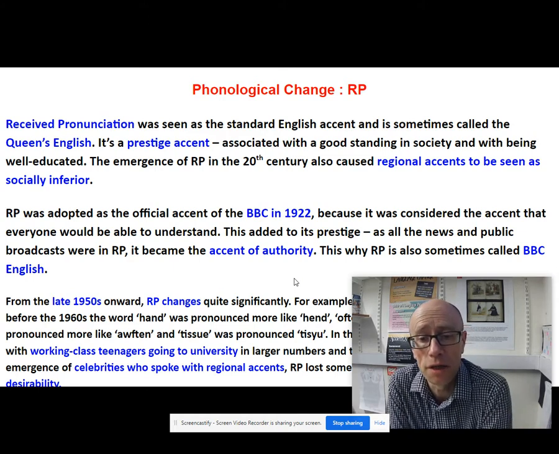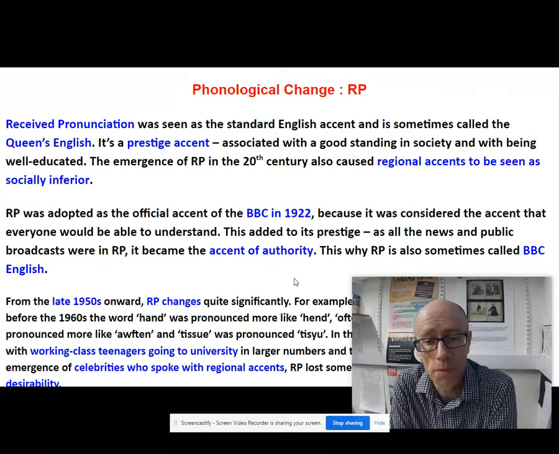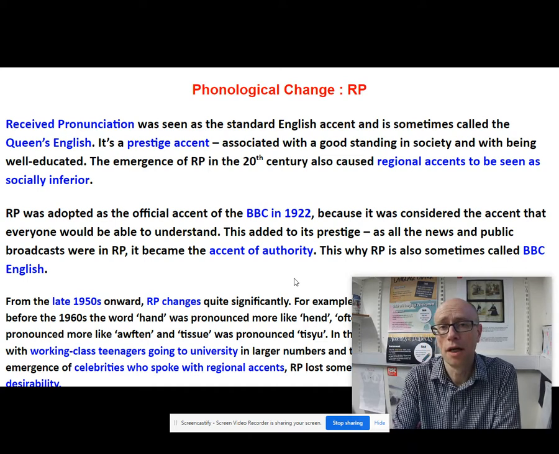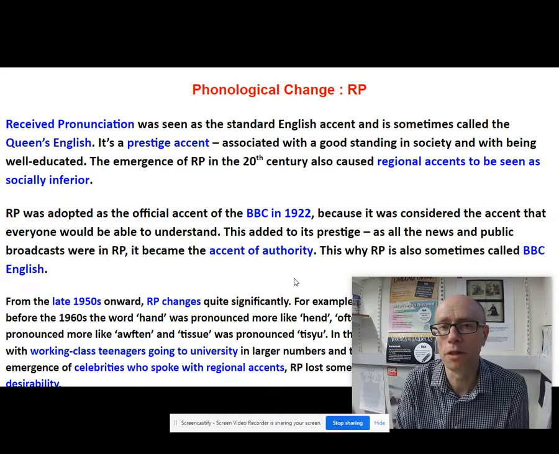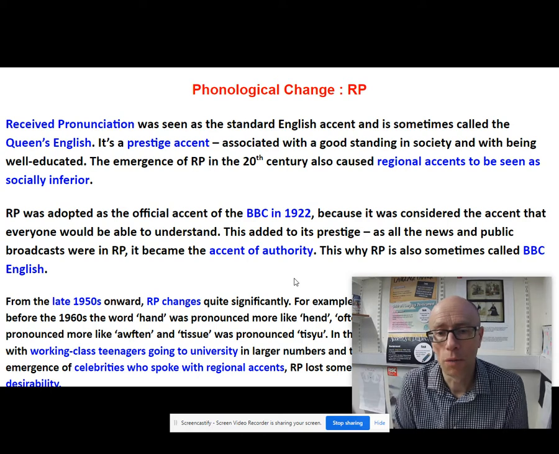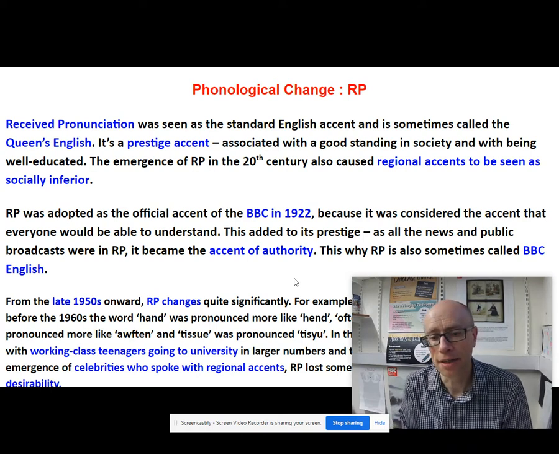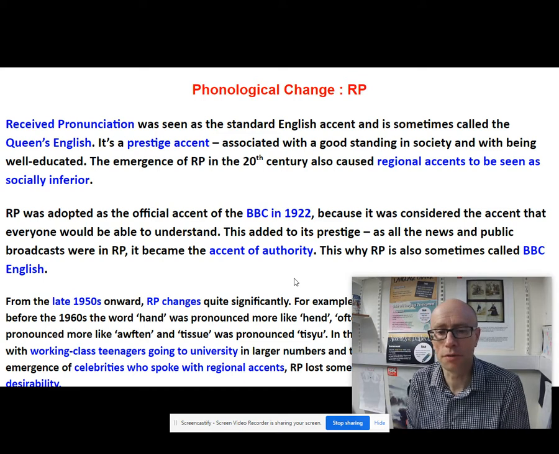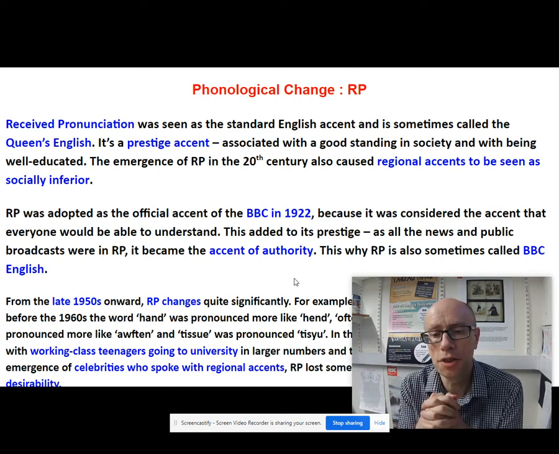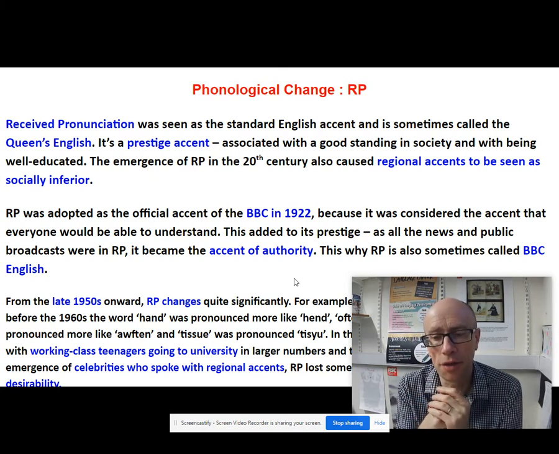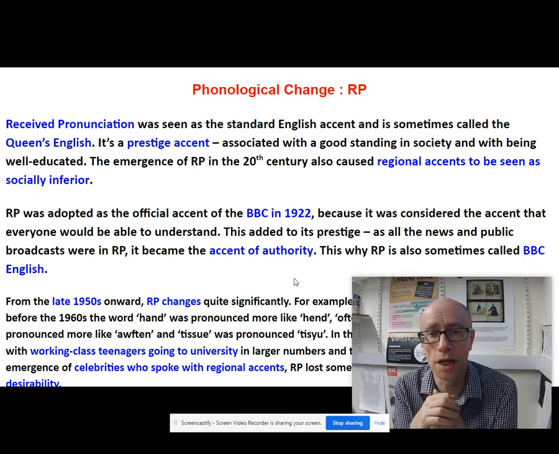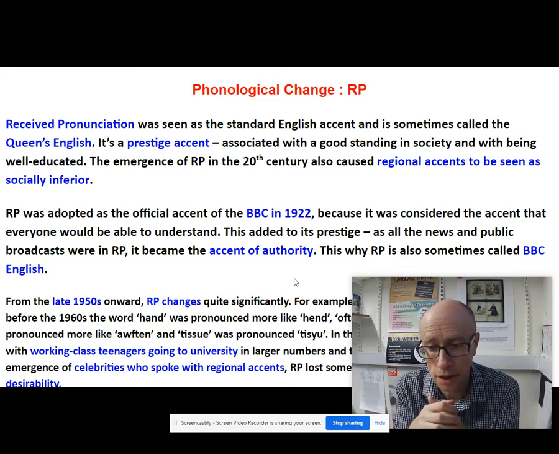From the middle of the 20th century, there have been changes to RP. One of my students, for example, has done a language investigation into how the language of the Queen has changed over time. And she's heard that it's moved a little bit from this very marked RP, where you've got words like hand, pronounced by the Queen in the 1950s as hand, and often, pronounced as often, and tissue, pronounced as tissue, like that. So there has been a bit of a shift in pronunciation, not only of the Queen, but society at large.